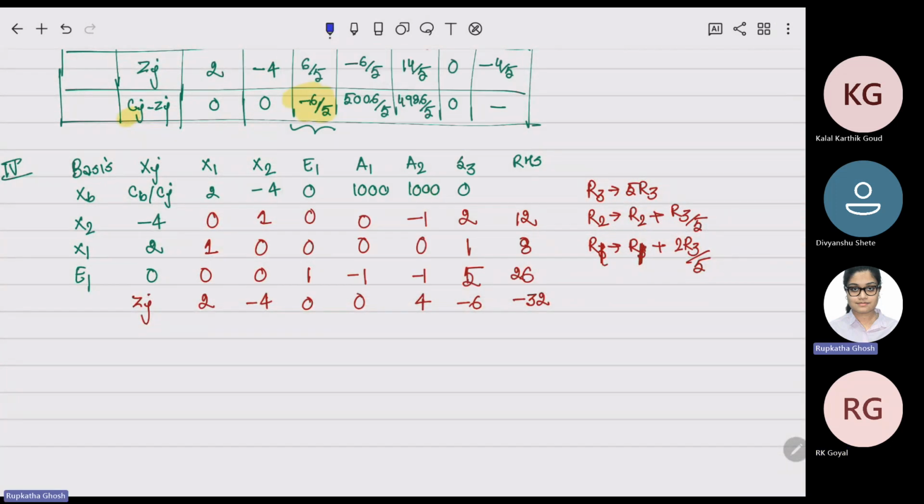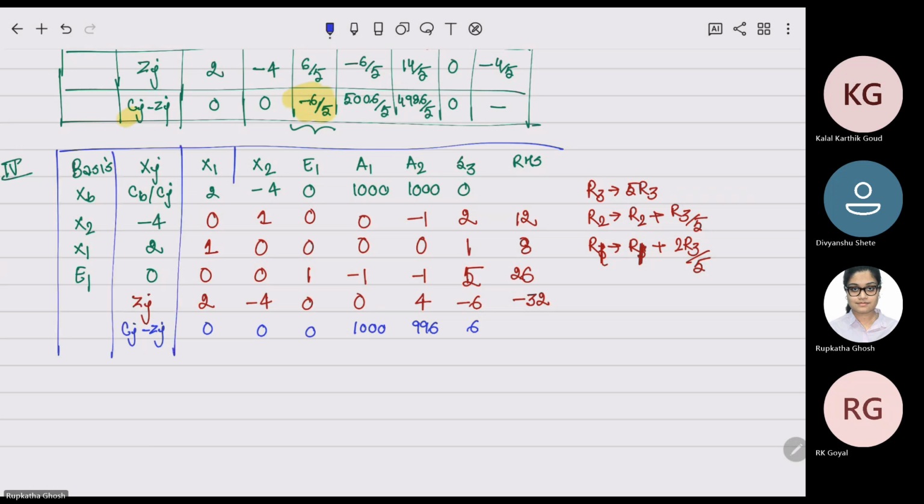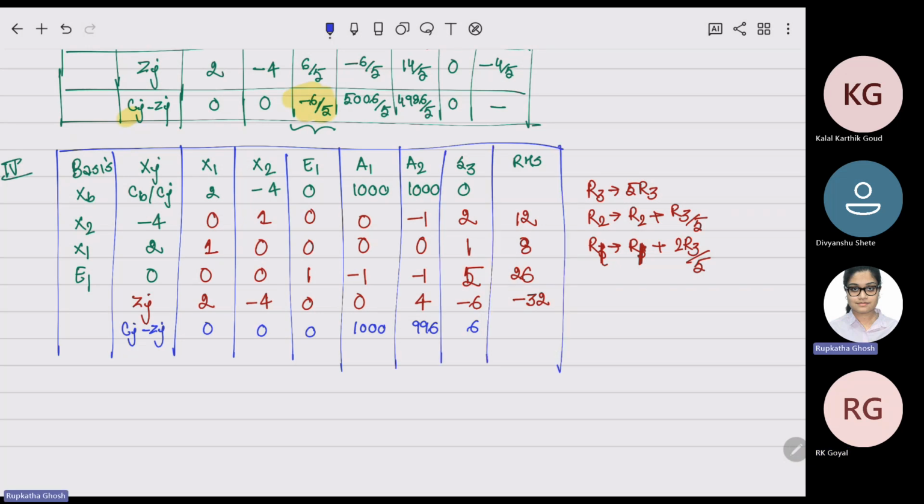Then you have Cj minus Zj, which is now how much? 2 minus 2, 0, 0, 0, 1000, 996, and 6. So you have arrived at the optimal solution. Optimal solution because all the values of Cj minus Zj are positive. This is the reason. All are positive now.